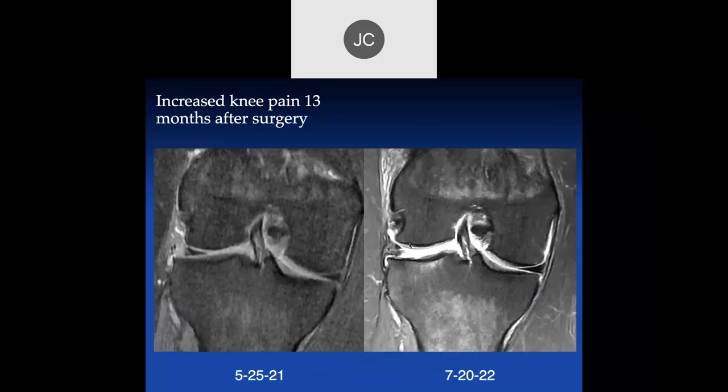So here's the difference. We have this degenerative tear of the body, but the free edge was intact before. They went in and removed most of this central part of the meniscus, leaving some of the peripheral degenerative part. We don't see the cartilage quite as well before, but it looked intact. Now we can see areas of probably full thickness cartilage loss, as well as some subchondral edema on this knee after surgery.